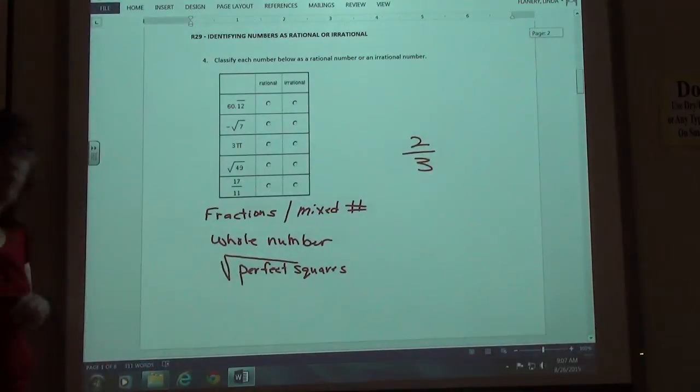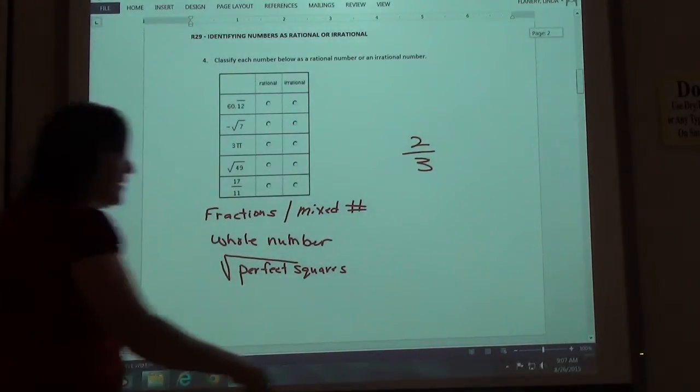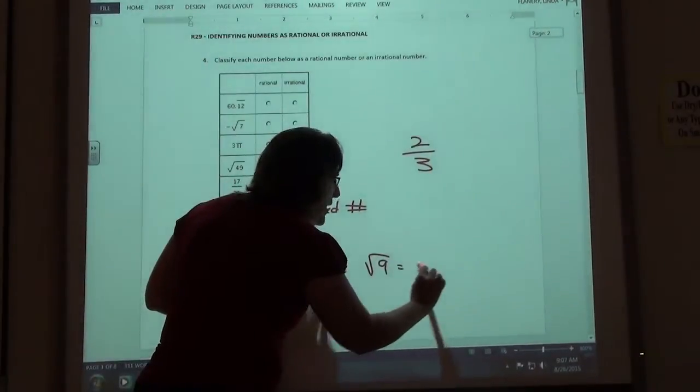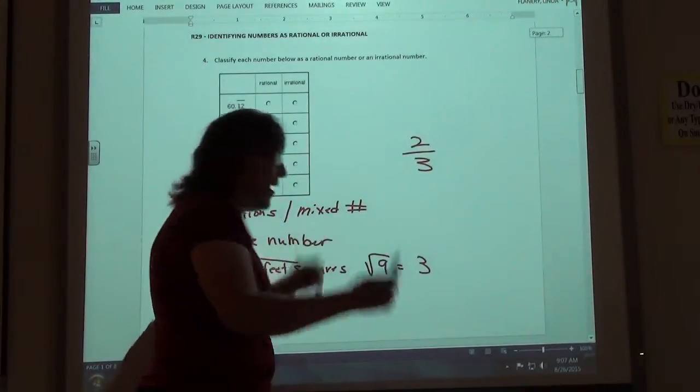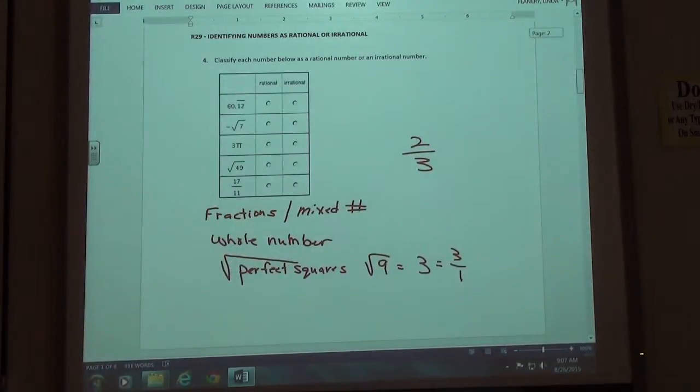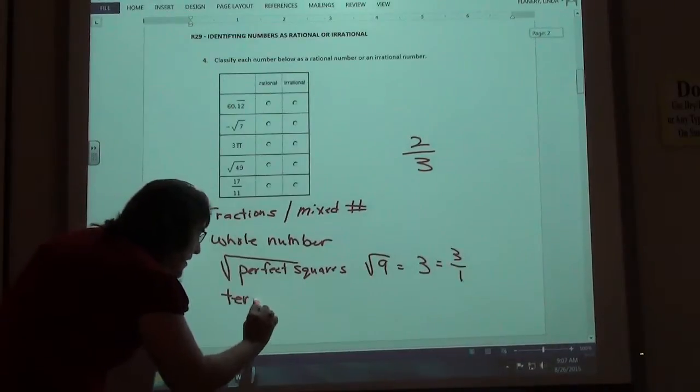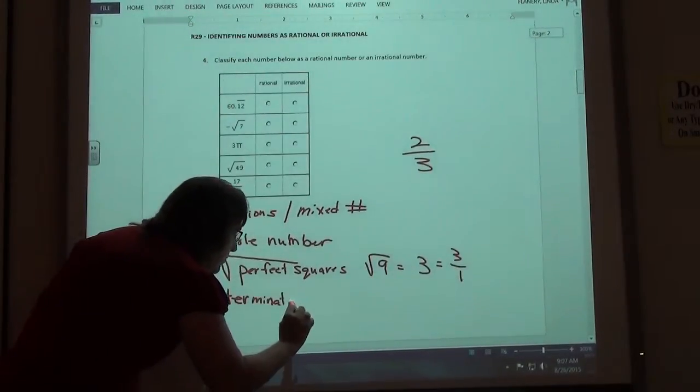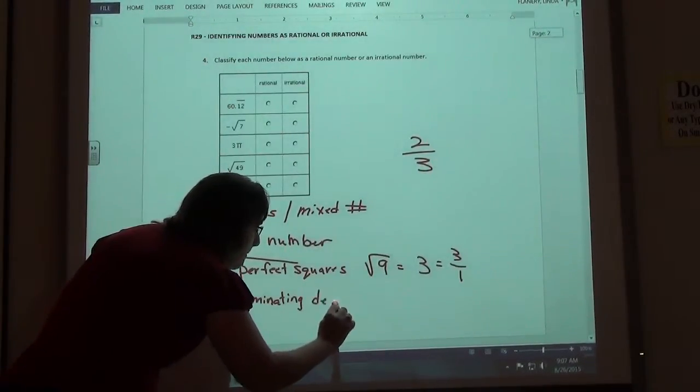I have square roots of something that are perfect squares. What's a number that's a perfect square? 9. If I did the square root of 9, I would get the whole number 3, and then I could change it into a rational number by putting it as 3 over 1, right? I have terminating decimals. What's a terminating decimal?